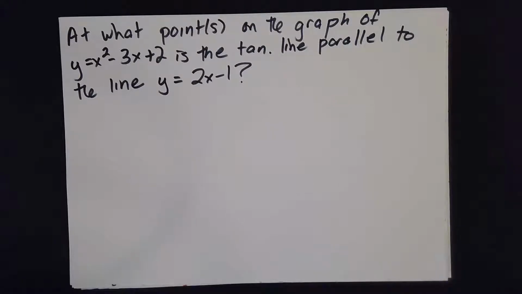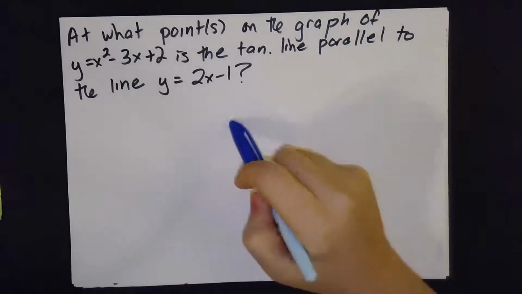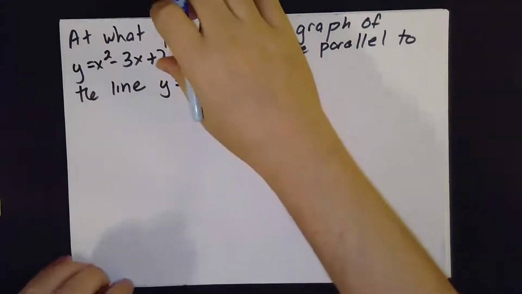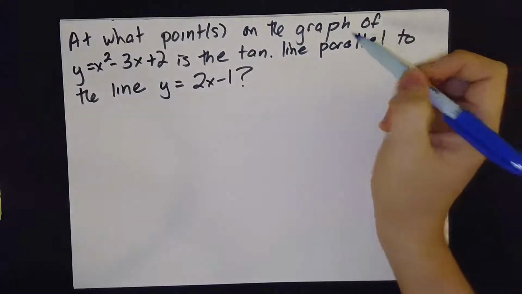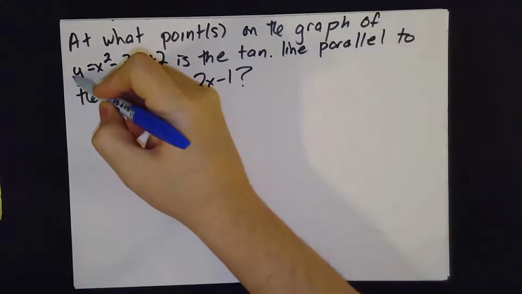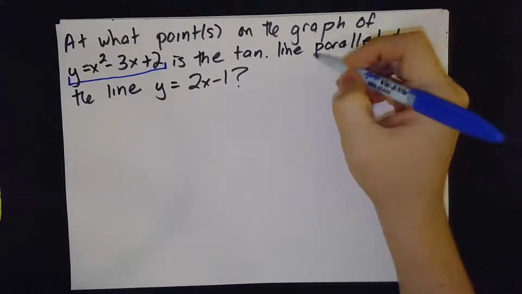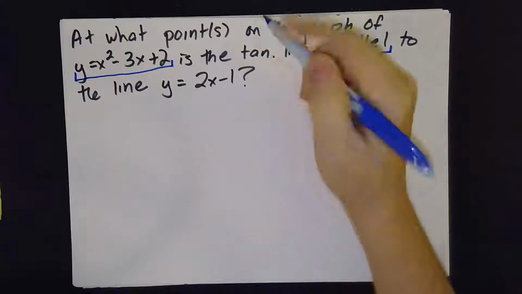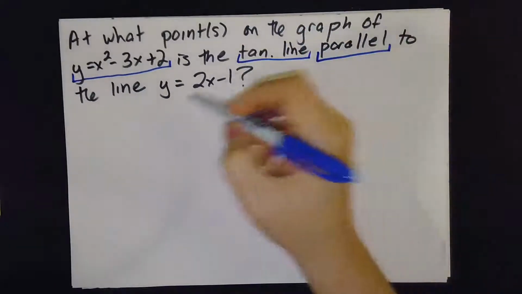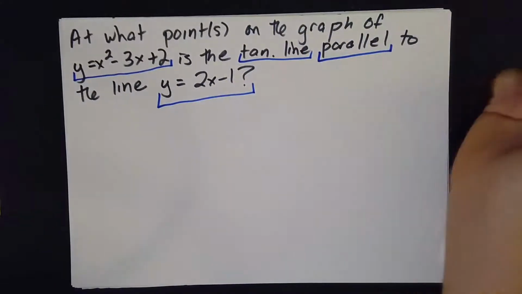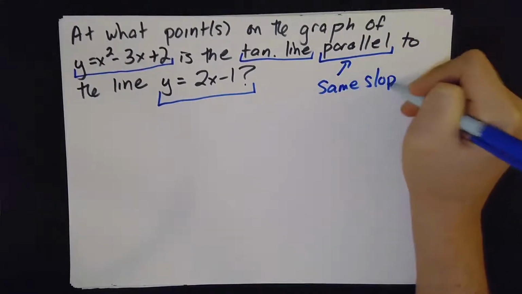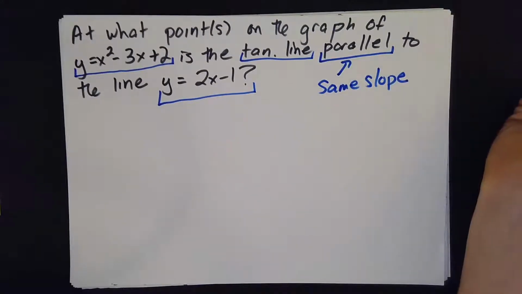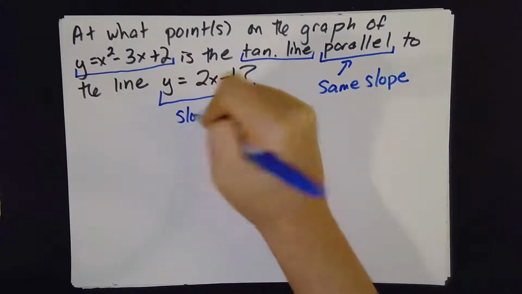All right. So let's do this sample question first, and then I'll open it up to anything that you wish to ask. Okay. So we want to know what point on this graph has a tangent line that is parallel to this line. Okay. And so remember, parallel means same slope. And so in particular, we want the slope to be equal to 2.